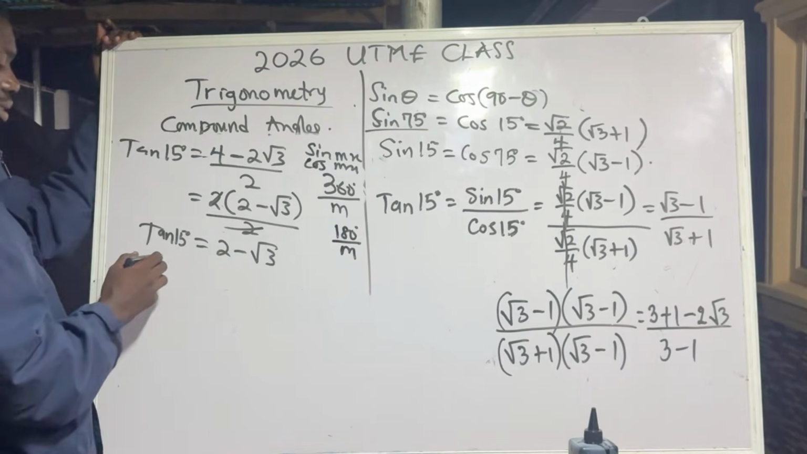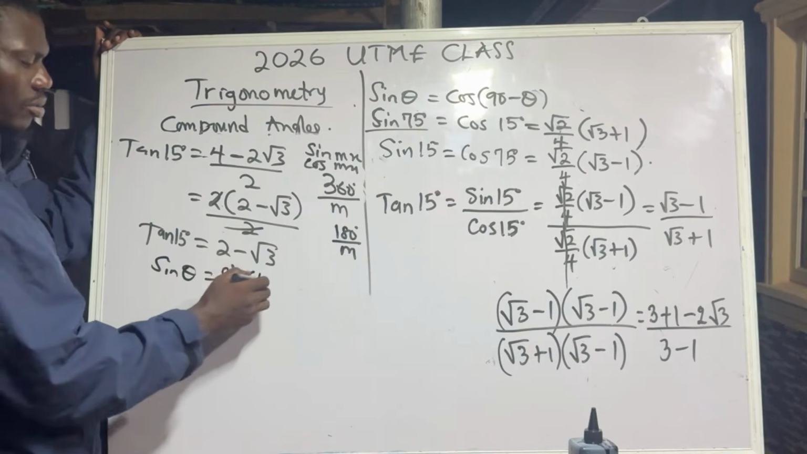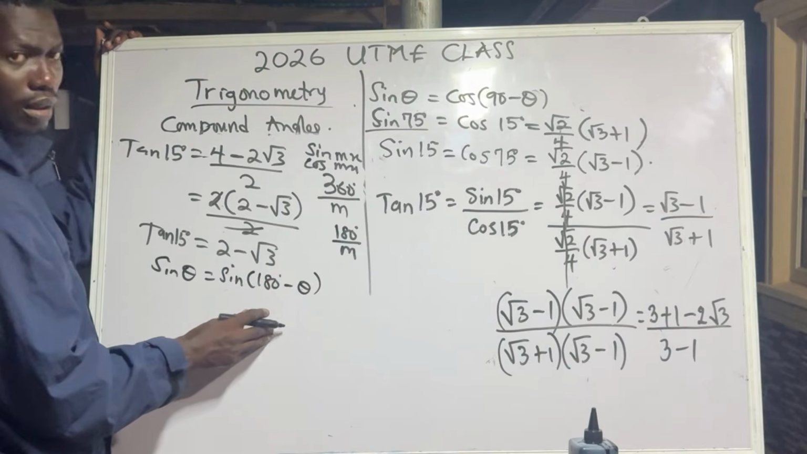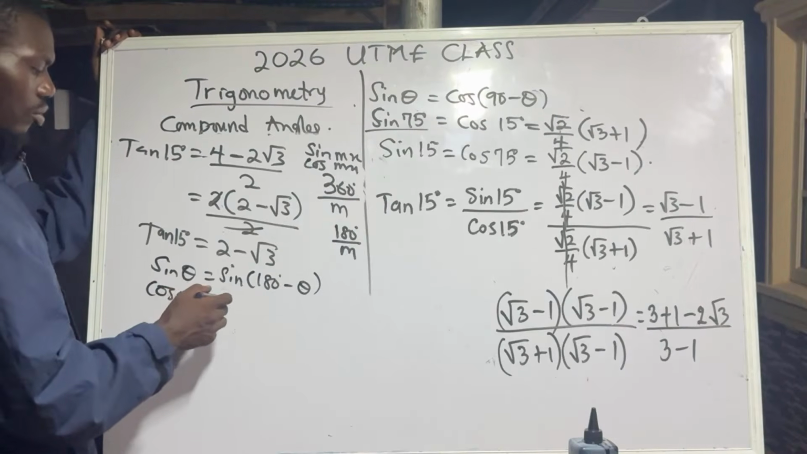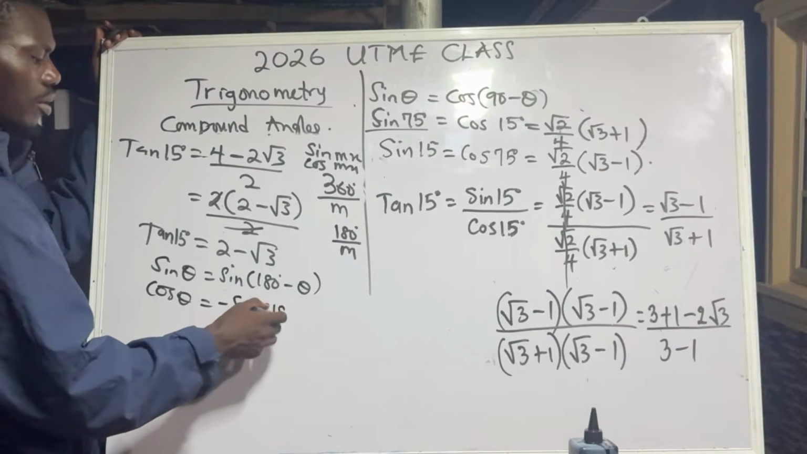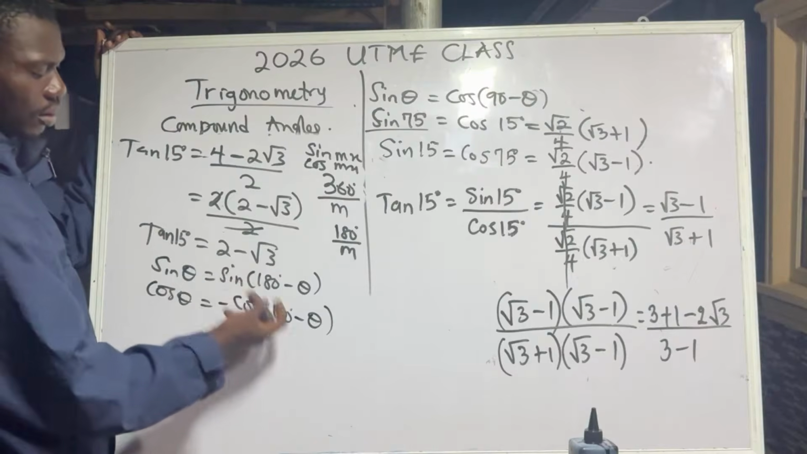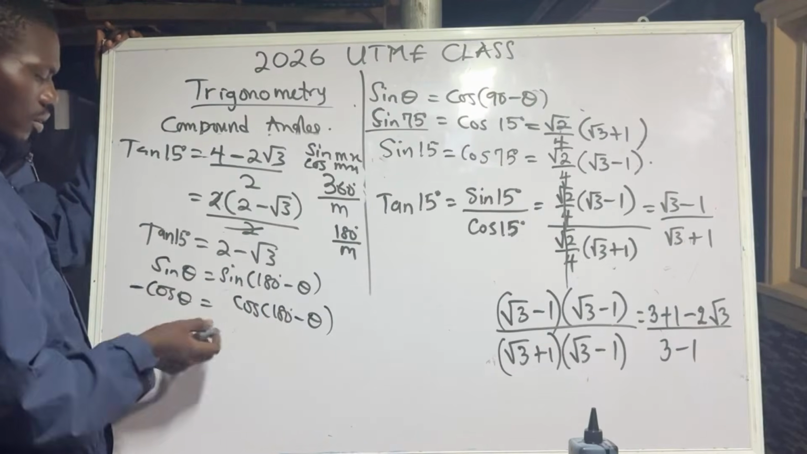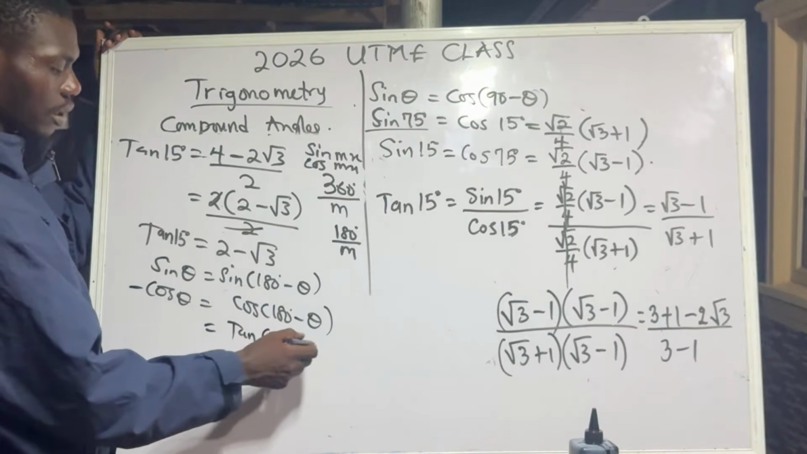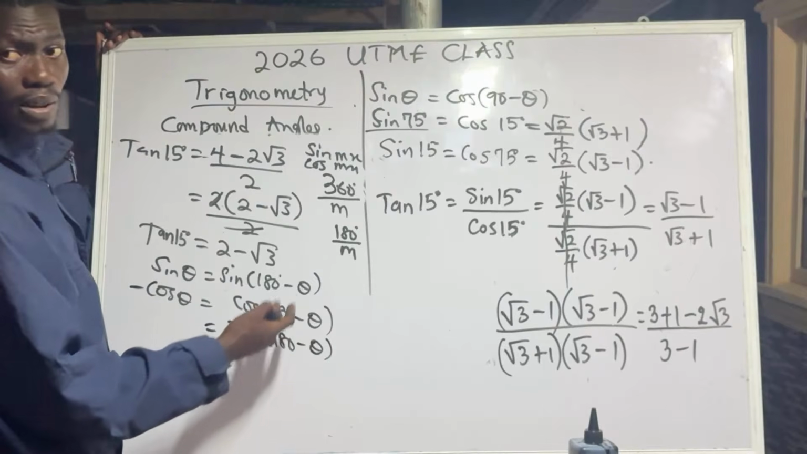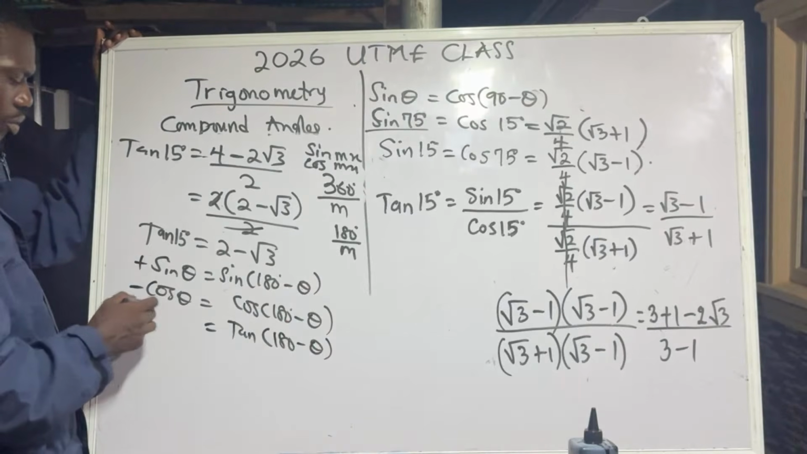And also I want to say this: sine theta is equal to sine 180 minus theta. And cos theta is equal to minus cos 180 minus theta. So whenever you see this, you should know that it's the negative of this. And for tan 180 minus theta, because this one falls in the second quadrant, and it is only sine that will be positive. That's why this one is positive. Cos and tan will be negative.